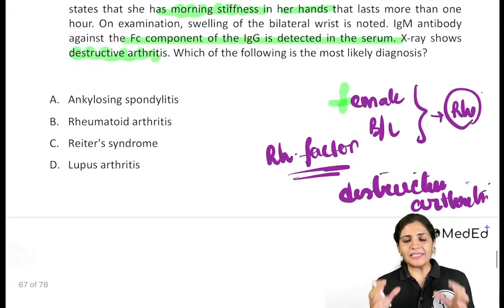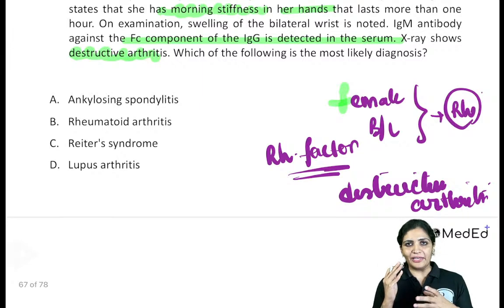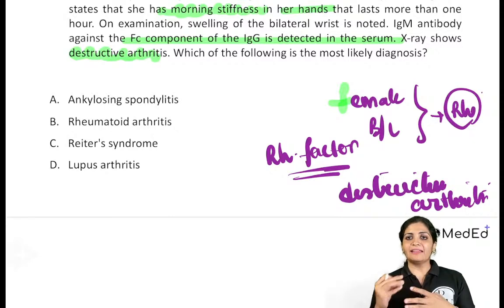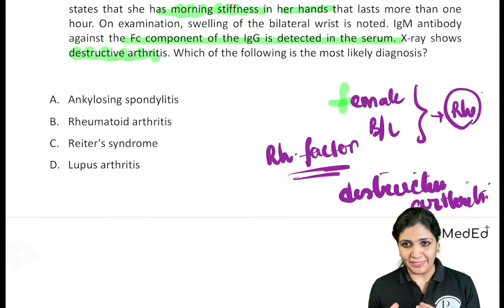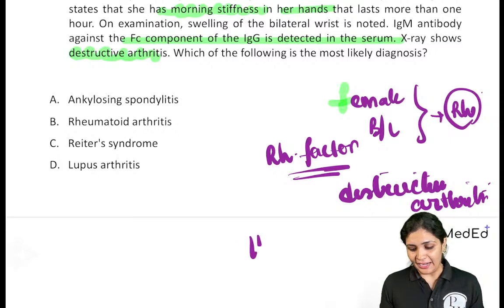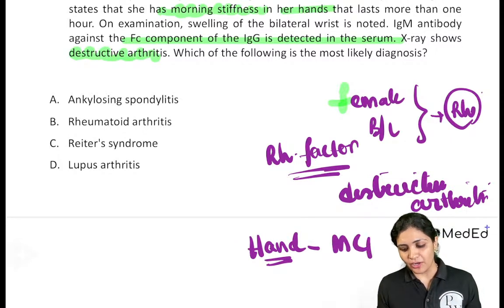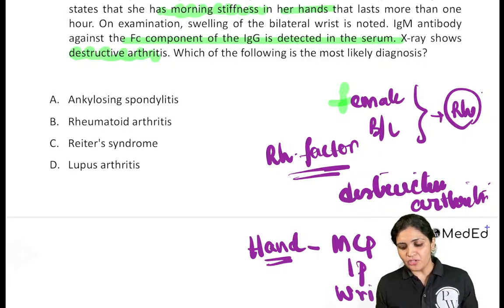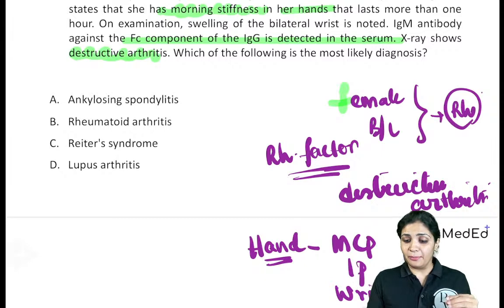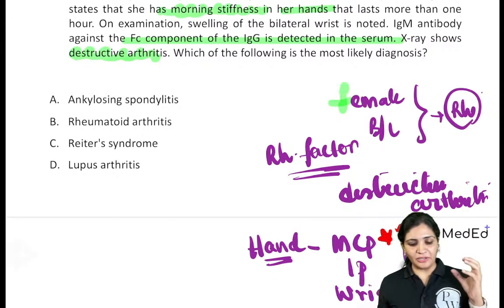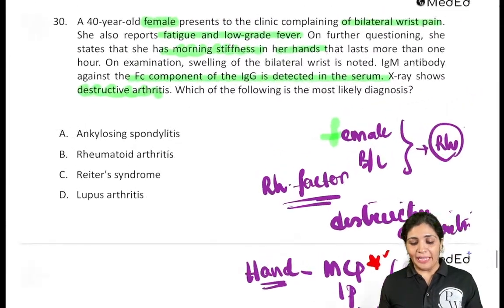So basically what you have to remember is that rheumatoid arthritis is usually in females. They present with morning stiffness. They are rheumatoid factor positive, and it is a destructive type of arthritis, usually seen in the hand. The hand joints are usually involved, especially the MCP joint, the interphalangeal joints, and the wrist joint. Mainly you have to remember the MCP joint is involved. So that is about rheumatoid arthritis, and this cannot be ankylosing spondylitis.